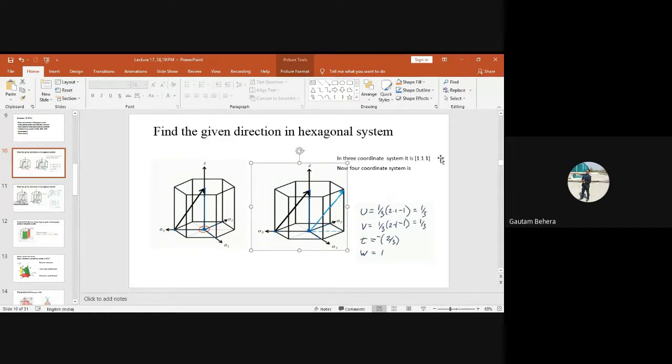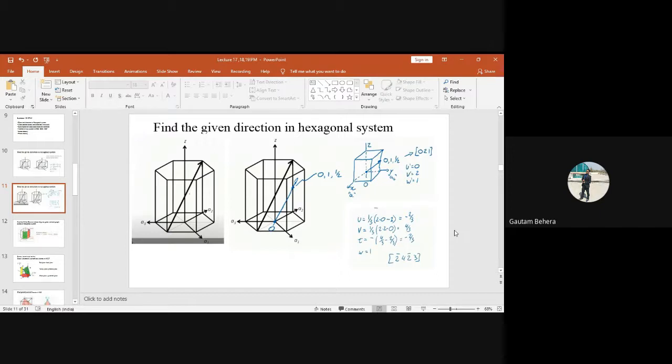Now this three coordinate system should be converted to four coordinate system. So this is the formula. You remember U, V, T, W, you have to find out. That means this one is U dash, this one is V dash, and this one is W dash. So U dash, V dash, W dash should be converted to U, V, T, W, right? So W, as I told, W is equal to W dash. W dash is 1, so W will be 1. So T is minus U plus V. So you have to find out U plus V. So this is the formula, and finally you will get this answer. Fine.